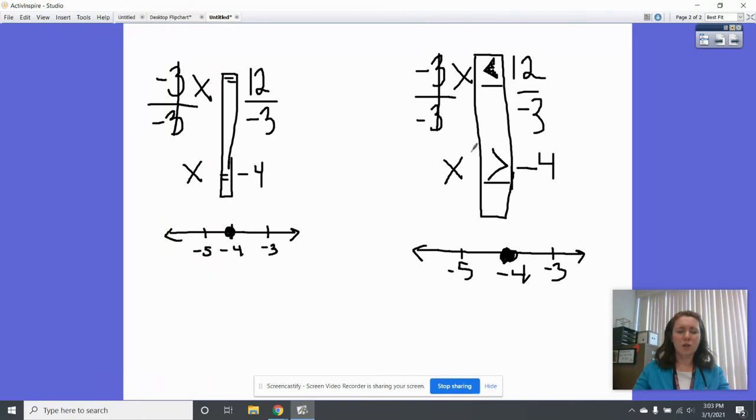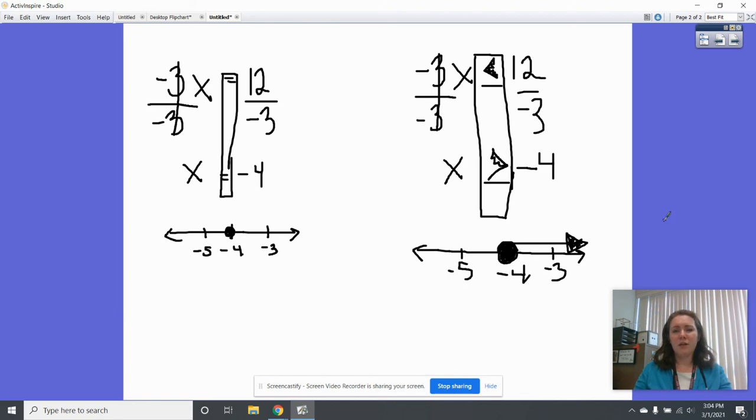And now I have to look at x is greater than negative 4. Remember, this alligator eats the bigger thing. So that means my arrow has to be pointing so that x and everything it points at is bigger than negative 4. So negative 3 or negative 5, which one of those is bigger than negative 4? Negative 3 is bigger, so my arrow points in this direction. So that is how you do an inequality.